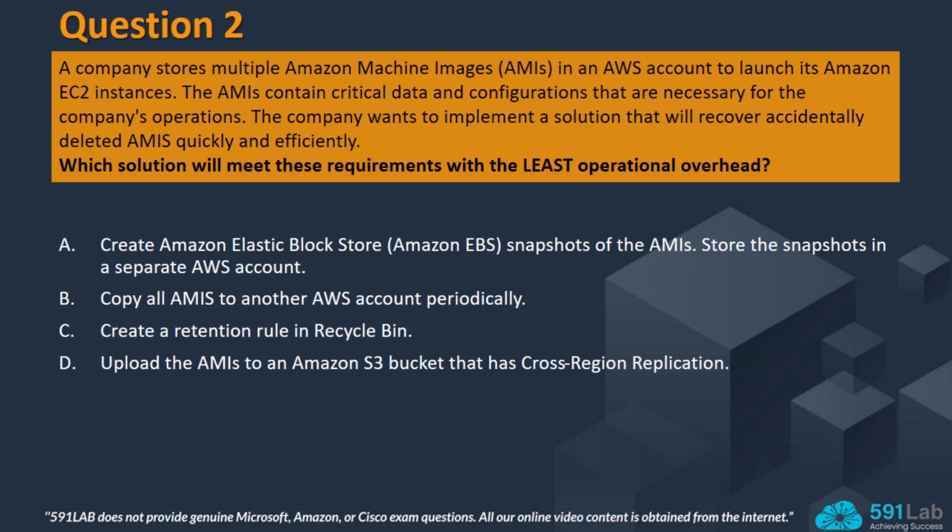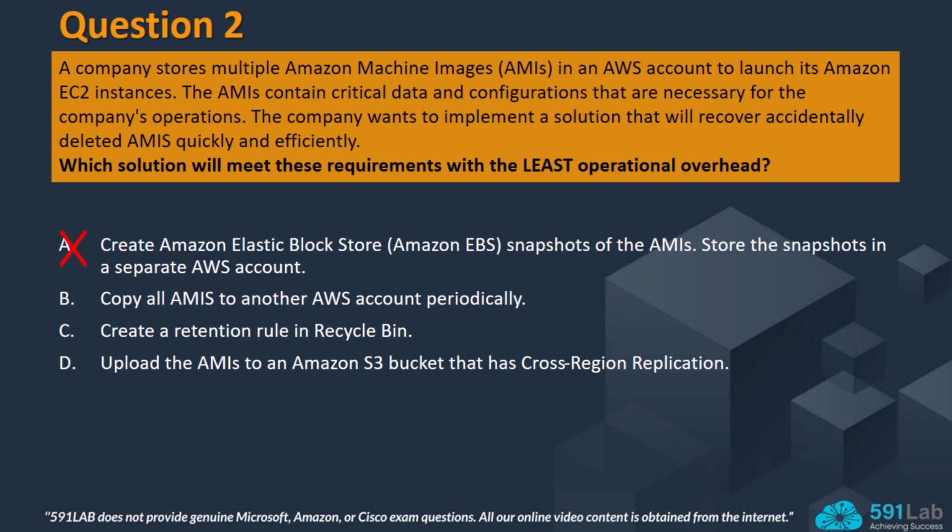So our choices are: Option A, create an Amazon Elastic Block Store snapshot of the AMIs and store the snapshot in a separate AWS account. While EBS snapshots are useful for backup and recovery, this option involves more manual management. There is no inherent protection against accidental deletion. Storing a snapshot in a separate account adds complexity and may not be the most straightforward solution.